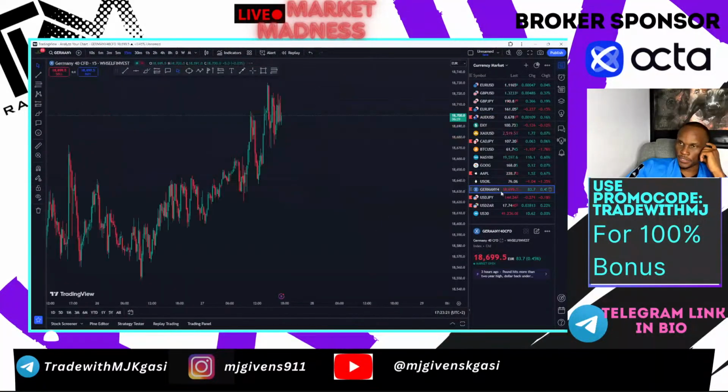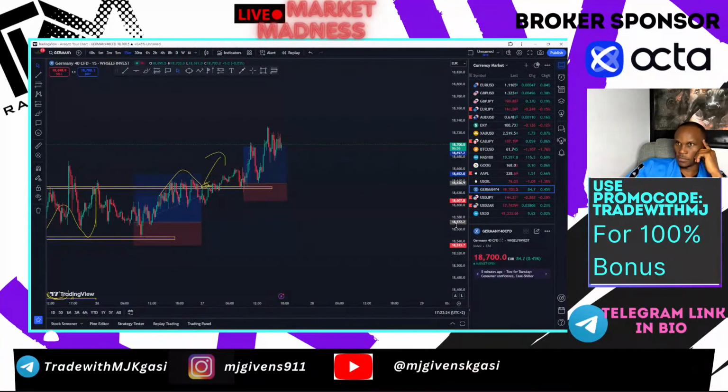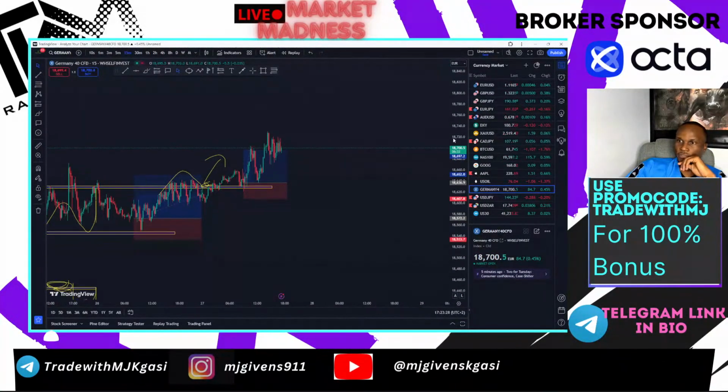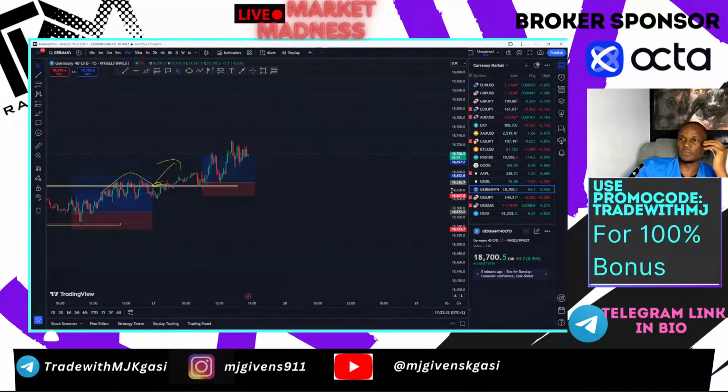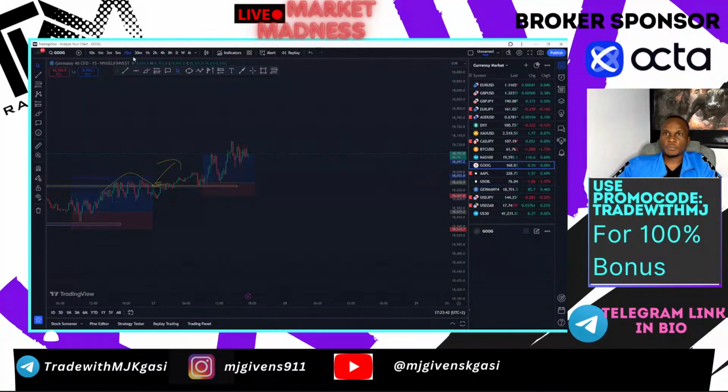German 40 still consolidating. There's nothing on this market. We really had a nice good run on the euro dollar when the market opened, but mid trading session there's really nothing. These markets are not moving. Let's look at our stock portfolio.